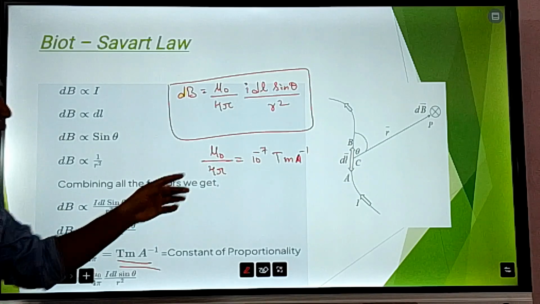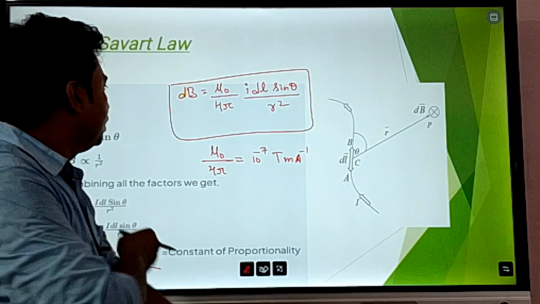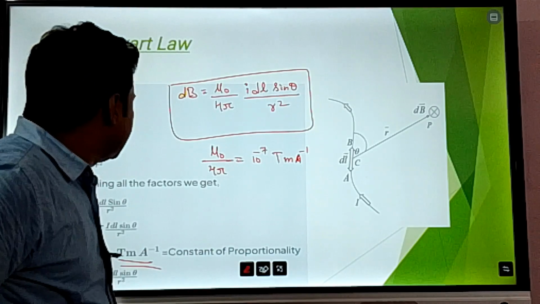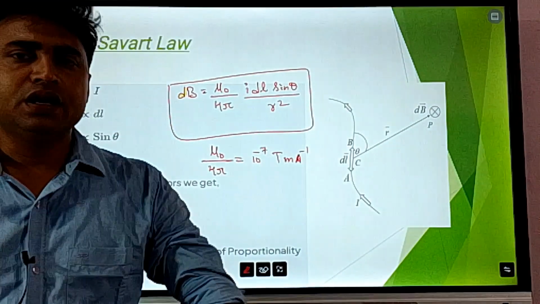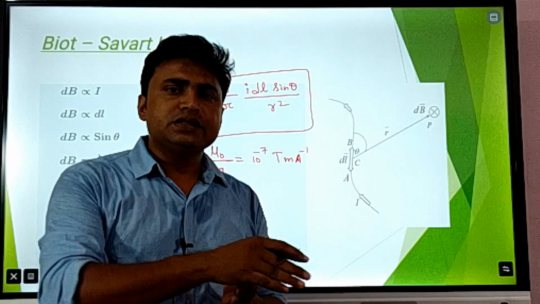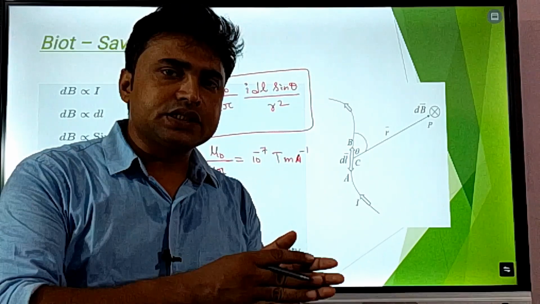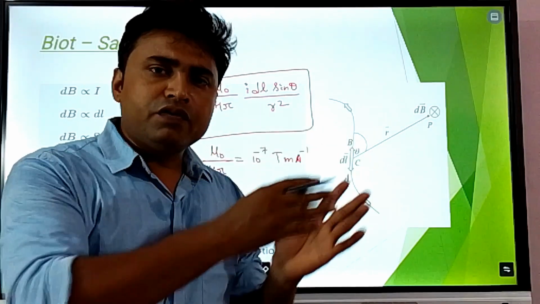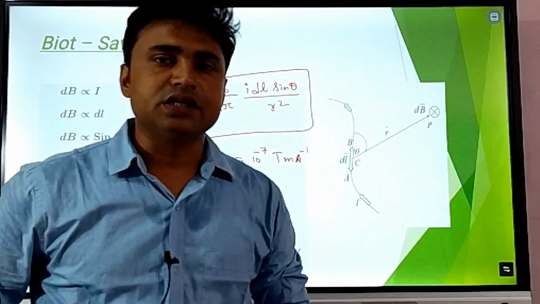It is known as the permeability of the free space. Now the question arises, what is the meaning of the permeability? Permeability means to what extent the material or the medium gets magnetized when it is placed around a wire carrying current. To what extent is it getting magnetized?